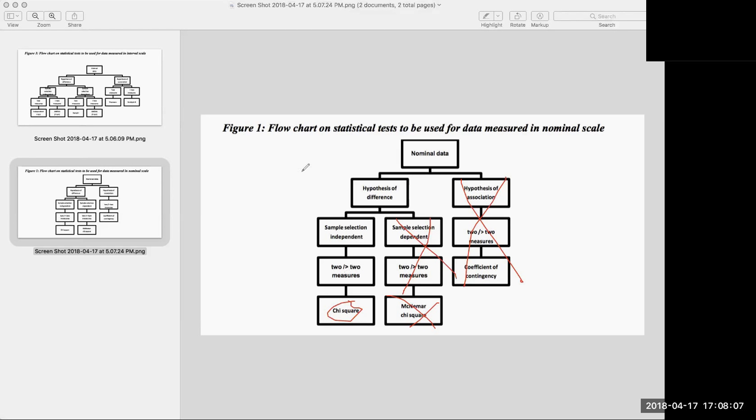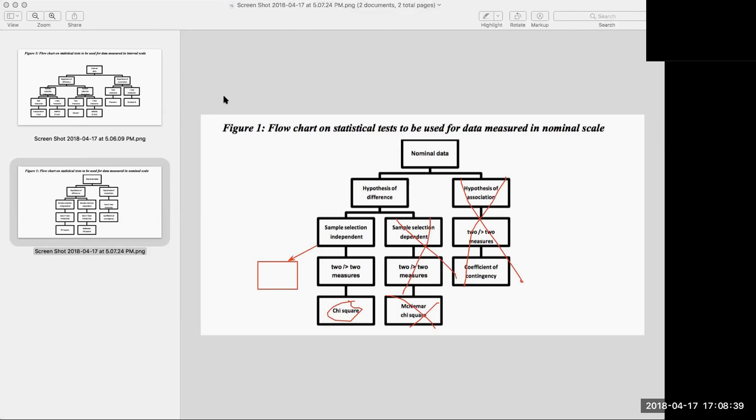Now I'm going to add a branch here because they do not recognize something else here. And what is this? Well, in fact, we do have a test of 2 measures, and that is the test of proportions of the difference in 2 proportions, or the proportion of 2 differences.